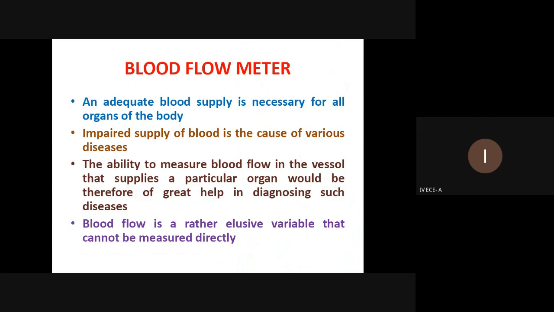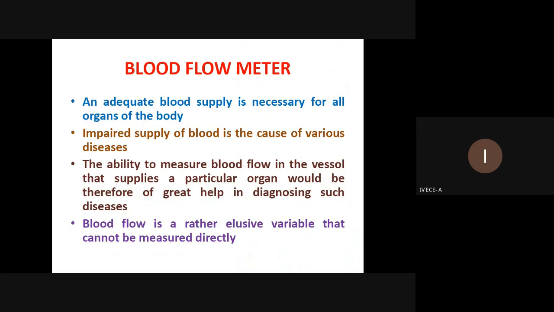So, the main definition of blood flow meter measurement: blood flow rate can be determined with the help of a blood flow meter. The rate of flow of blood in a vessel is given as the volume of blood that passes through the vessel in a given unit of time.